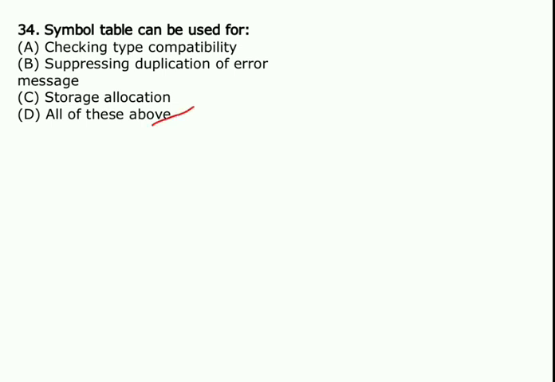So we can use the symbol table for checking the type compatibility, to suppress the duplication or error message, and storage allocation.